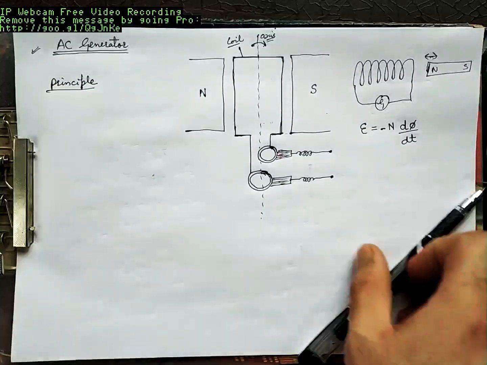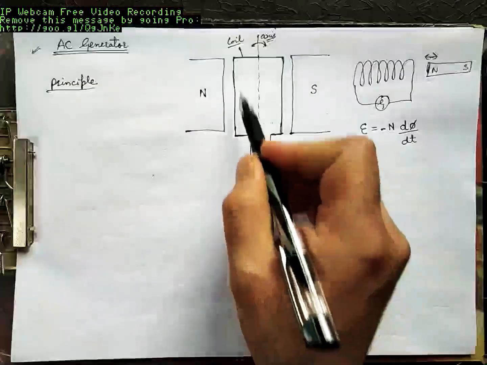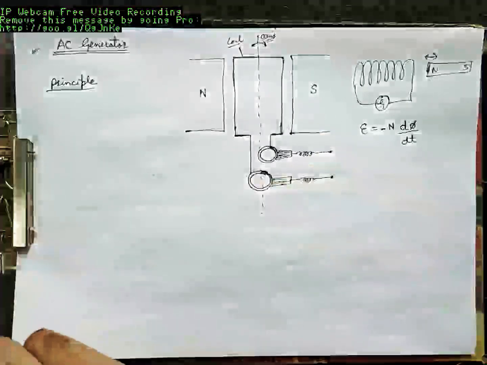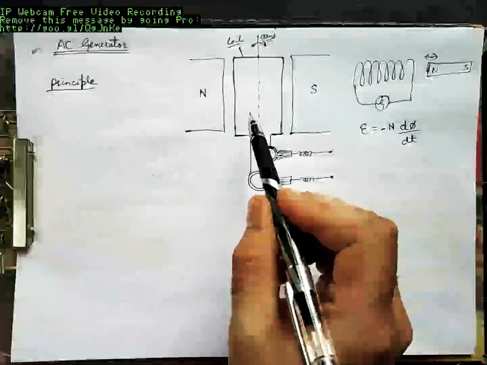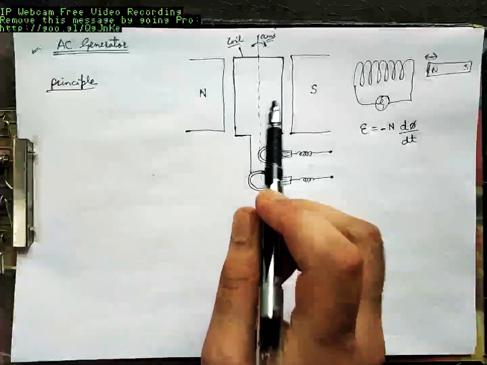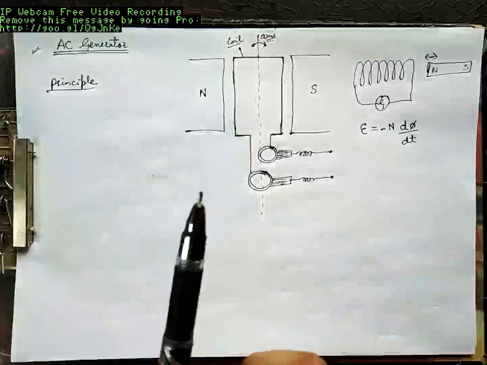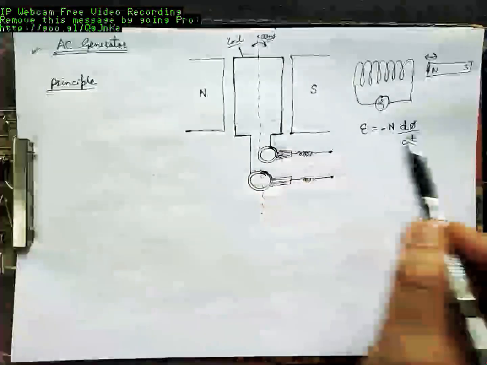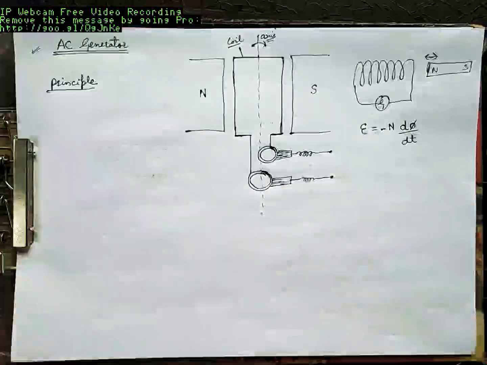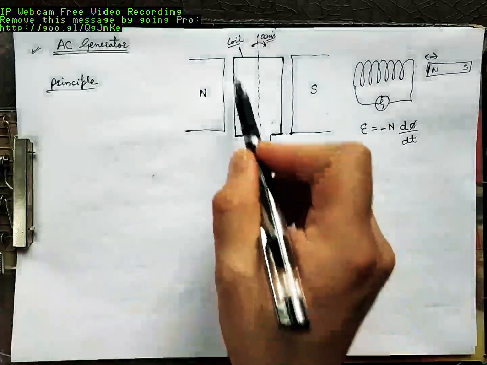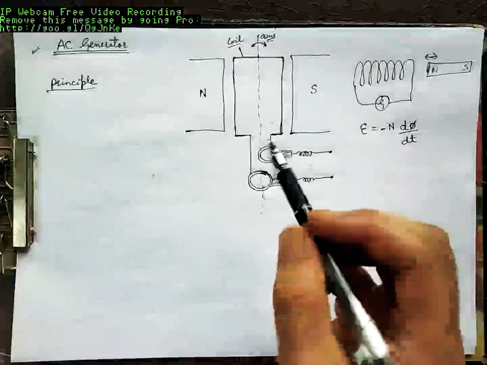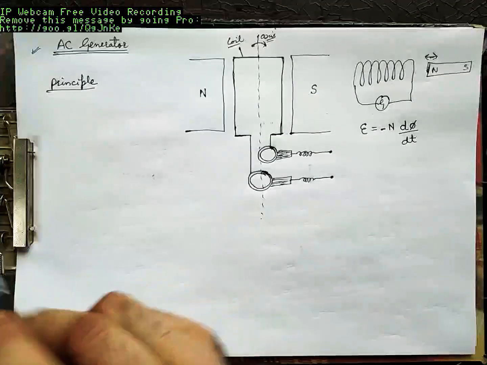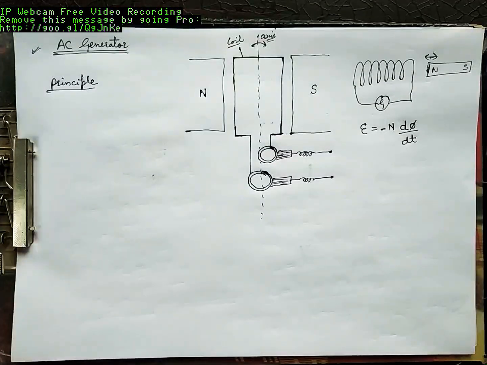Fine. So flux through the coil keeps on changing. And we already know, whenever you have a coil which is experiencing change in flux with respect to time, there will be an induced EMF in it. So in this coil you will have an EMF. Then if you connect, say, a bulb at the terminals of this coil, that bulb will glow. So you have produced electrical energy.